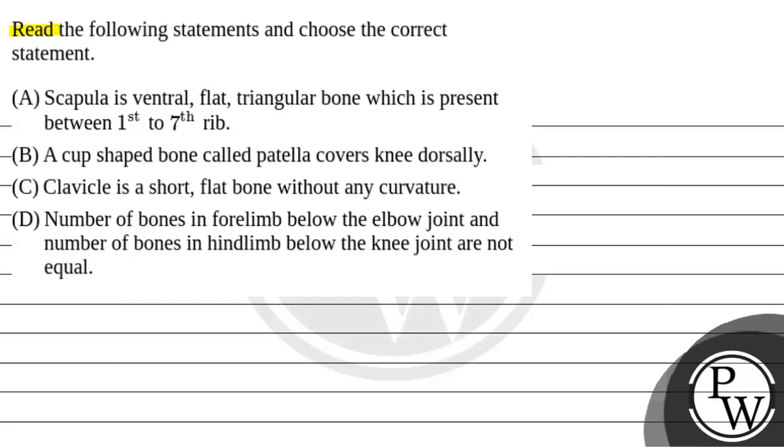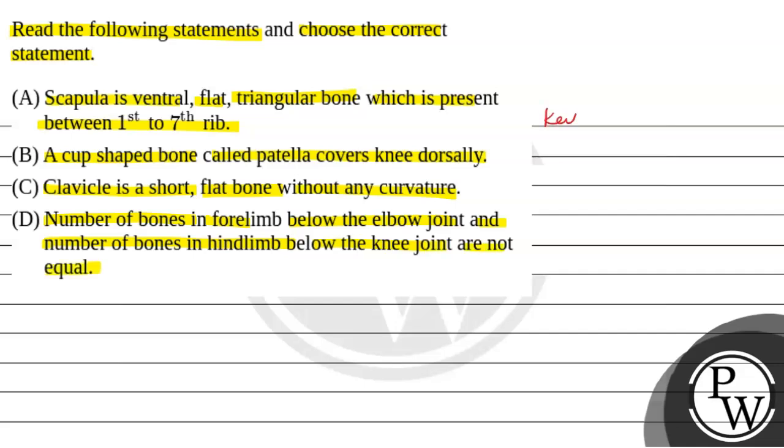The question says, read the following statements and choose the correct statement. First statement दिया हुआ है, scapula is ventral, flat, triangular bone which is present between the first and seventh rib. Second, a cup-shaped bone called the patella covers the knee dorsally. Third, clavicle is a short, flat bone without any curvature. And fourth, the number of bones in forelimb below the elbow joint and the number of bones in the hind limb below the knee joint are not equal.